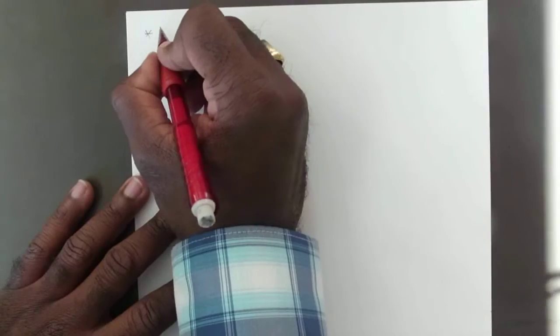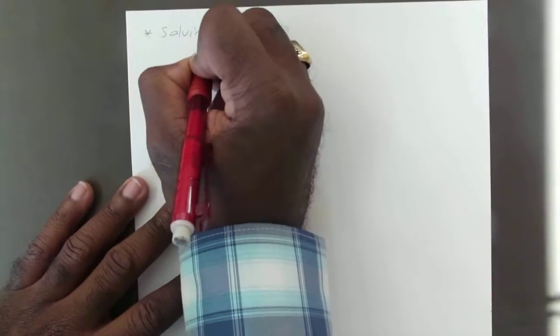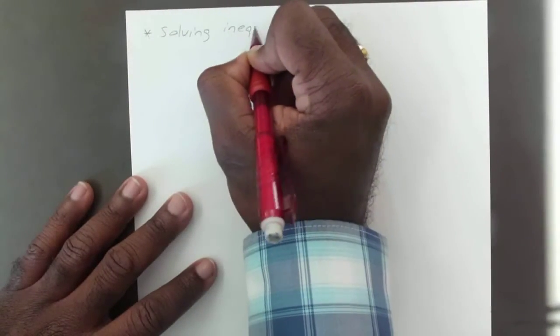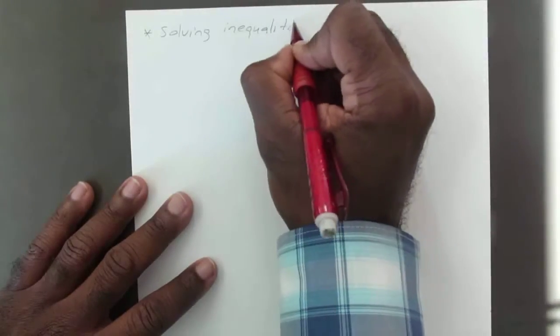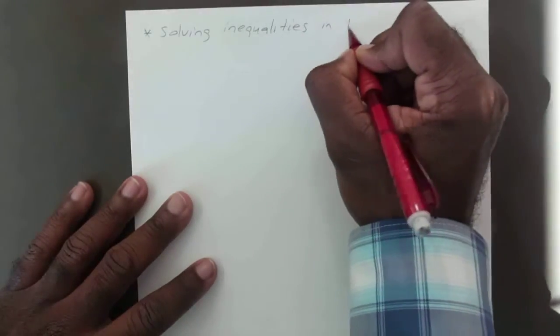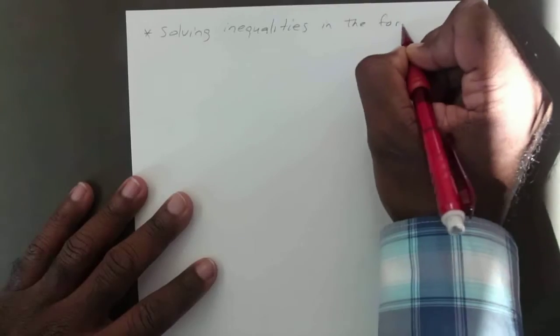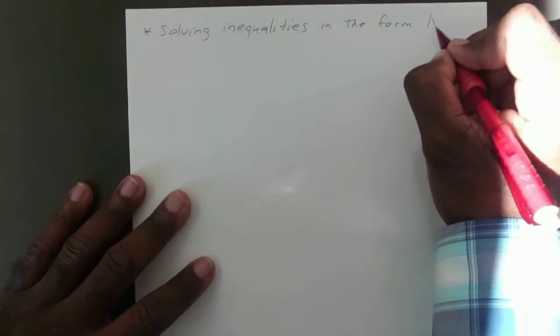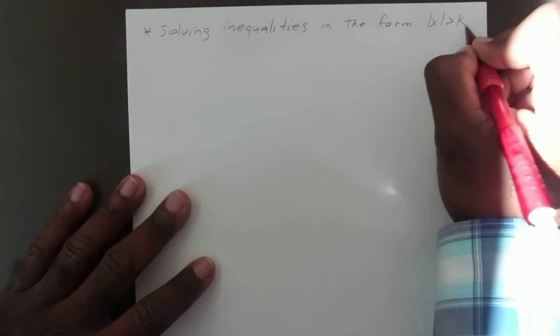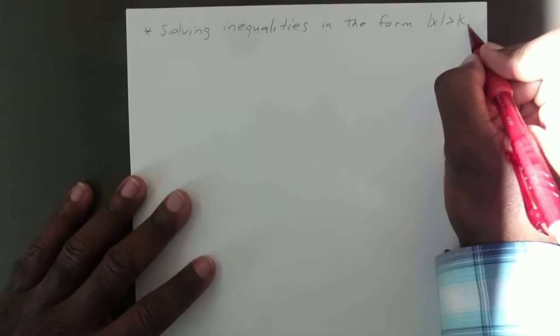Okay, so these are solving inequalities in the form absolute value of x is greater than k. Okay, so equal to, less than, and greater than all have different approaches when it comes to absolute values.